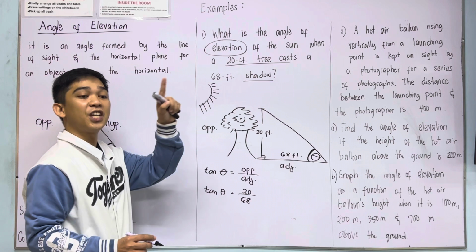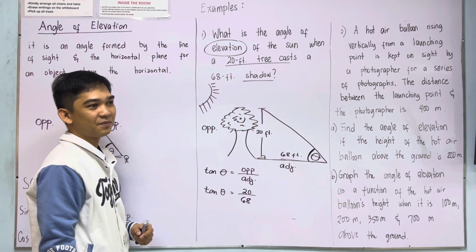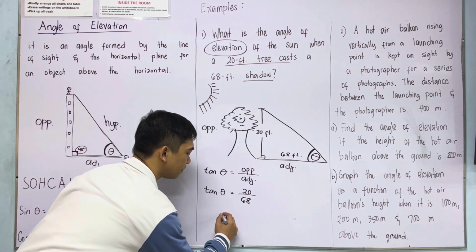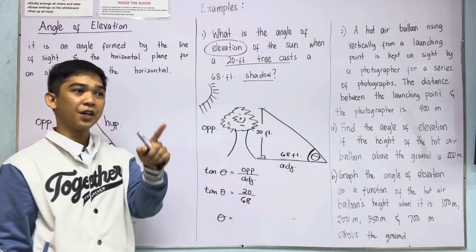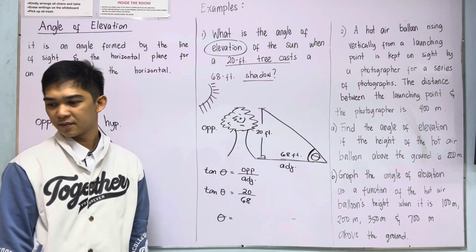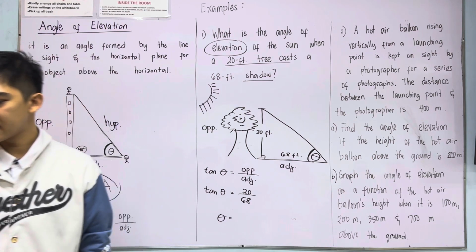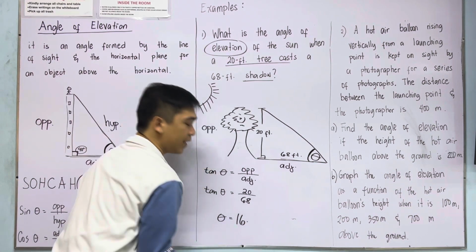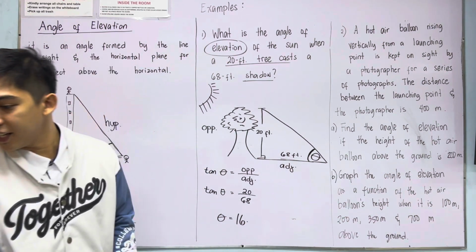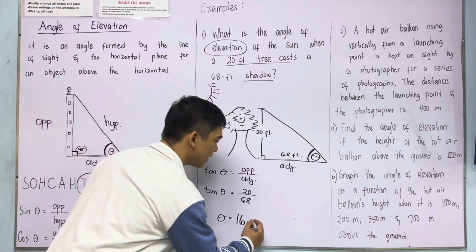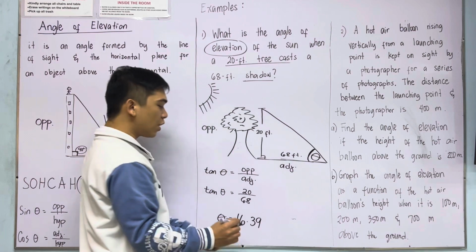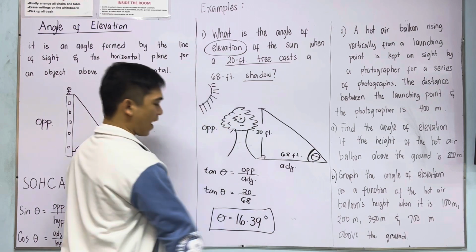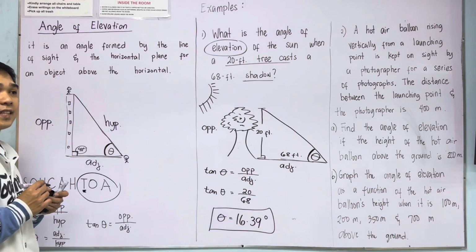Tapos, press shift. So, ang magiging value ng theta is shift tapos tangent, para makuha si angle. Then, equal sign. 16.39. Then, we're looking for the angle, so degrees. 16.39 degrees.